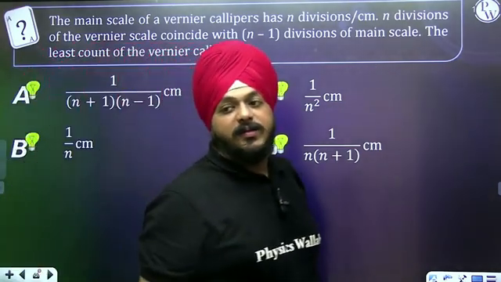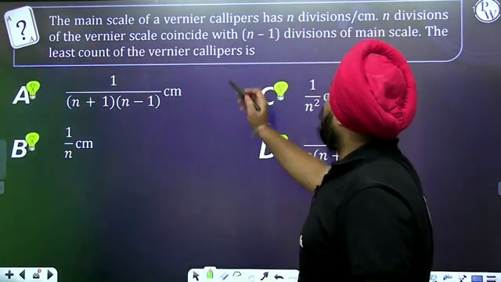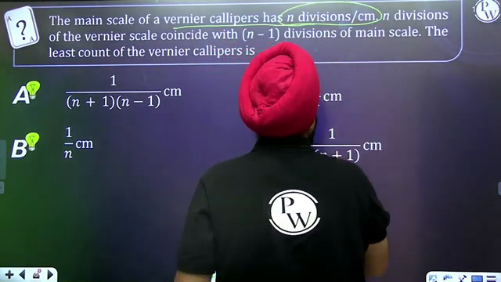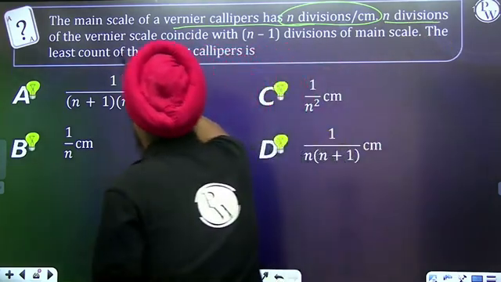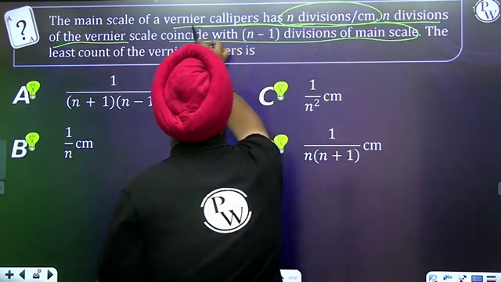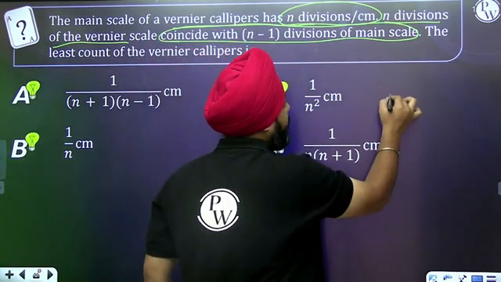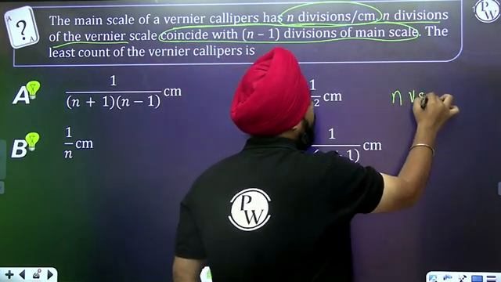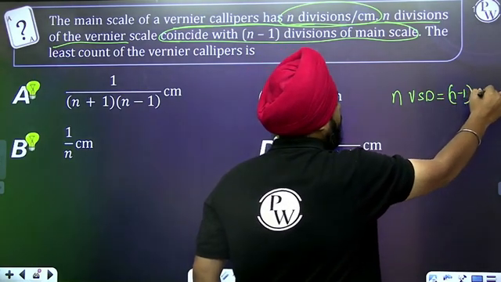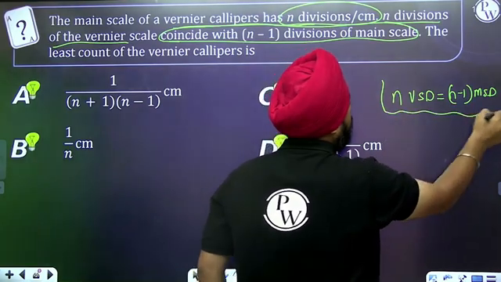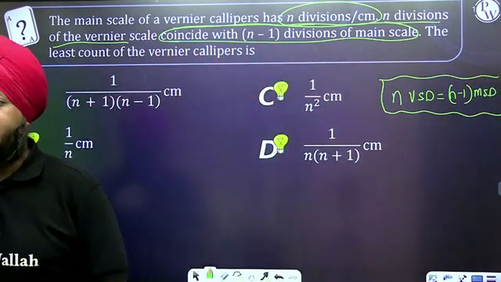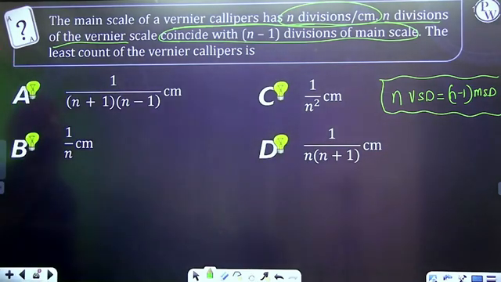Based on this, let's evaluate one sum. The main scale of the Vernier caliper has n divisions per centimeter. n divisions of the Vernier scale coincide with n minus 1 divisions on the main scale. N Vernier scale divisions coincide with n minus 1 of the main scale divisions.